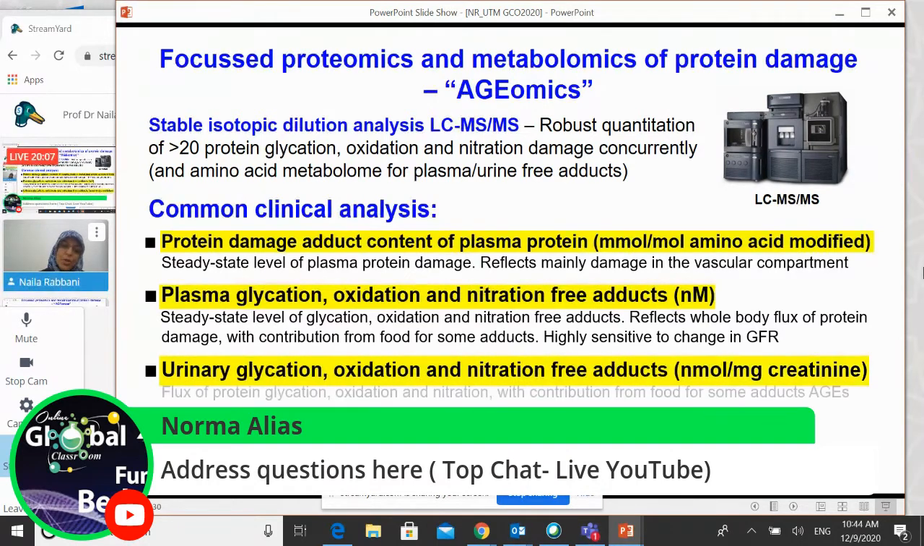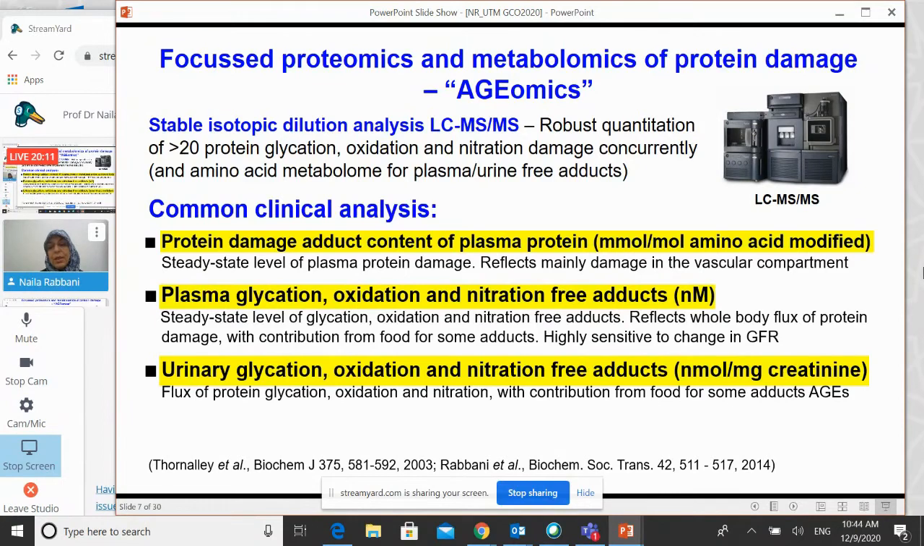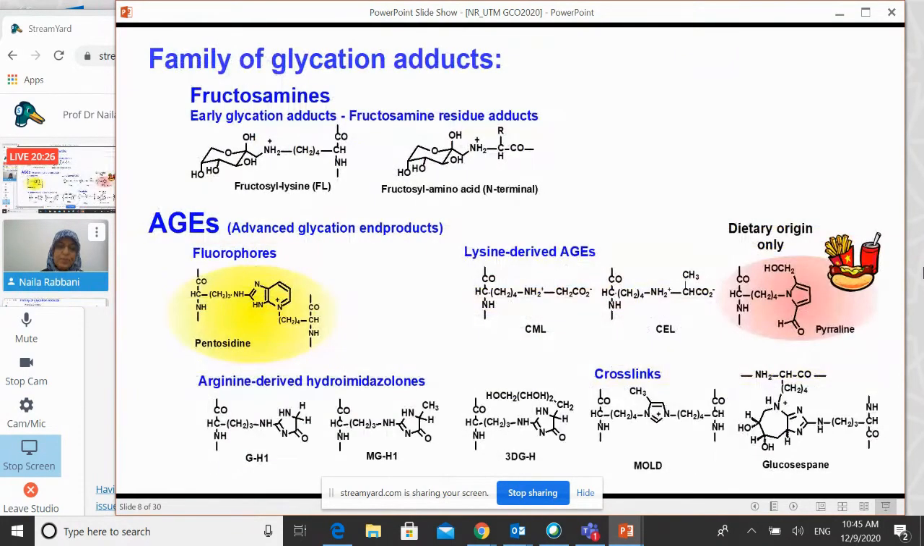We can also measure urinary glycation, oxidation, and nitration free adducts, normalizing to creatinine, and again, it gives you the flux of protein damage from the whole body, with contribution from food for some adducts only.